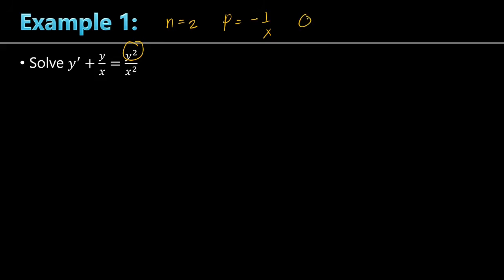And then, for capital letter Q, Q is 1 minus n, which is also negative 1, times the original q of x, which is 1 over x squared. And then we now proceed to the solution. At the back of our mind, we have made this equation linear using this substitution.